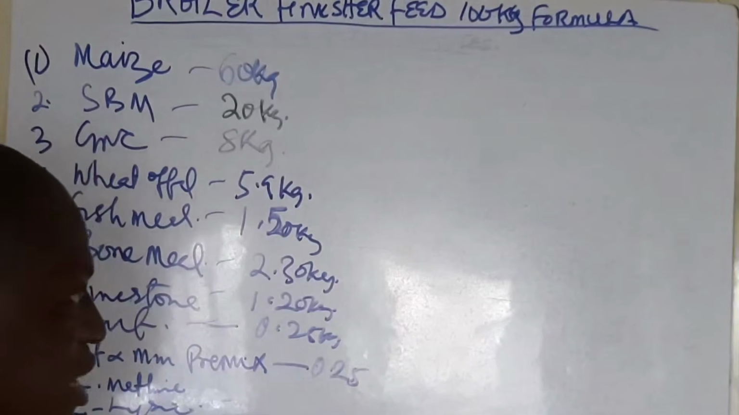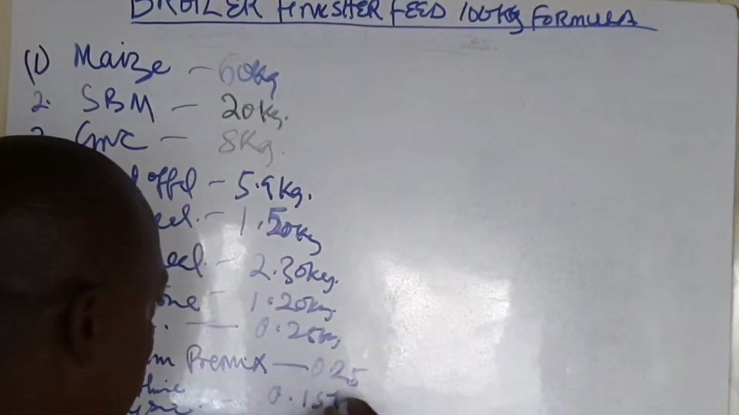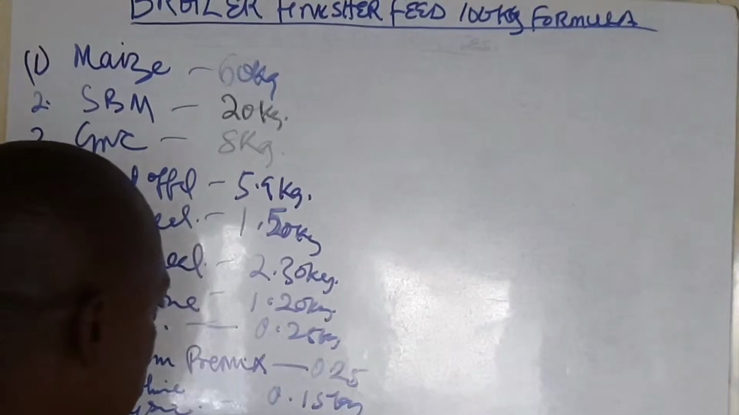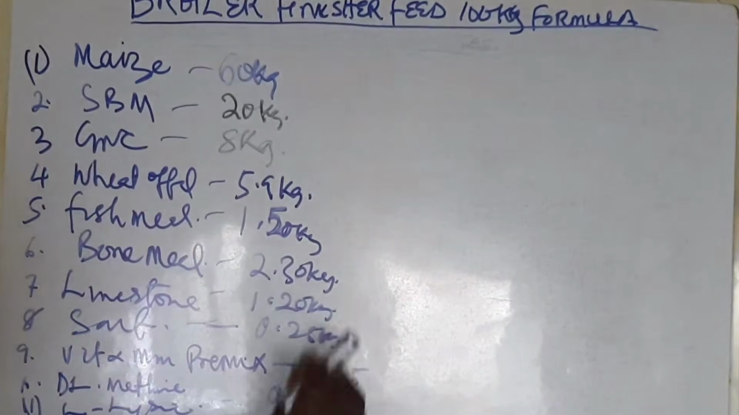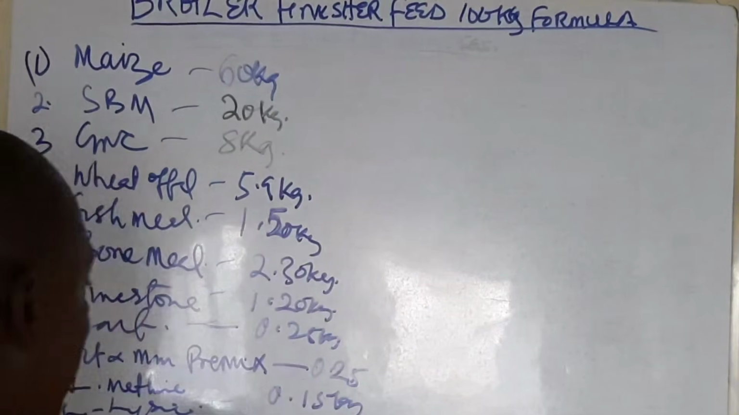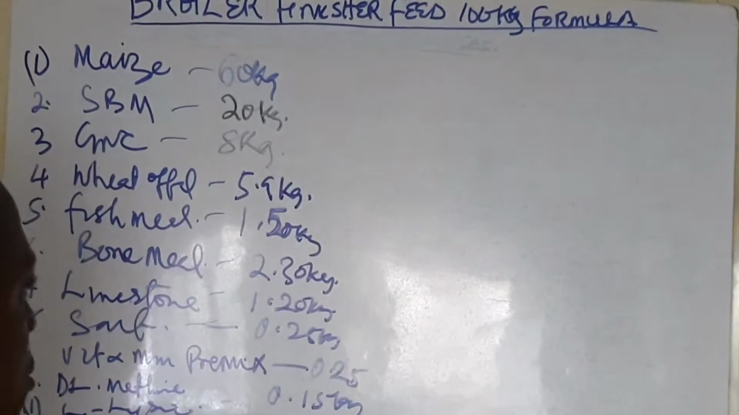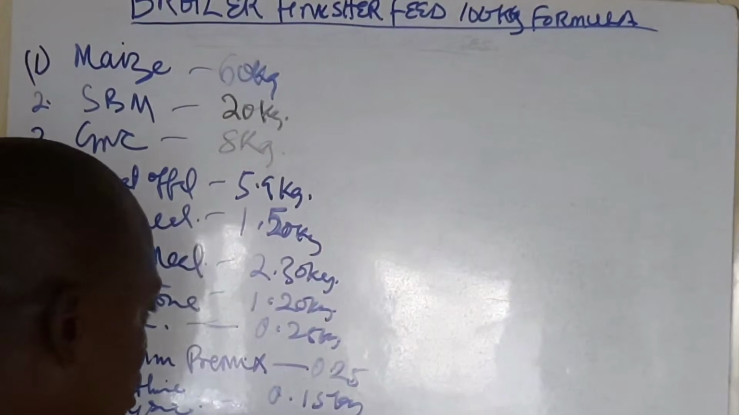Then our DL methionine, we are making use of 0.10 or 0.15 kg. Our lysine, we are using 0.10. Remember, these ones are very expensive. The more you add the quantity, the more the price of the feed will increase. Now our enzyme, we are using 0.05. Enzyme is very costly. Enzyme per kilo is about 8,000 naira in Nigeria.